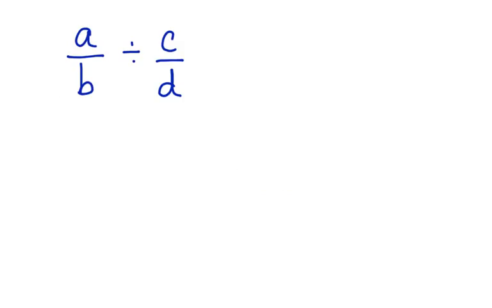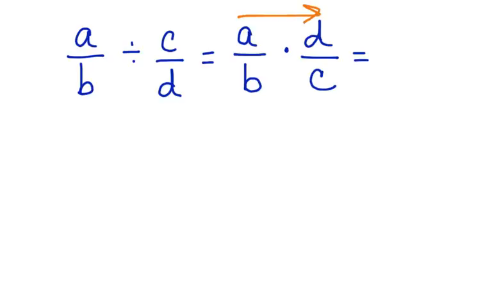You have a over b divided by c over d. In order to work with these two fractions, we have to flip the second fraction and change the operation to its inverse, multiplication, which means we would have a/b times d/c. Now we multiply across, and our answer is ad over bc.